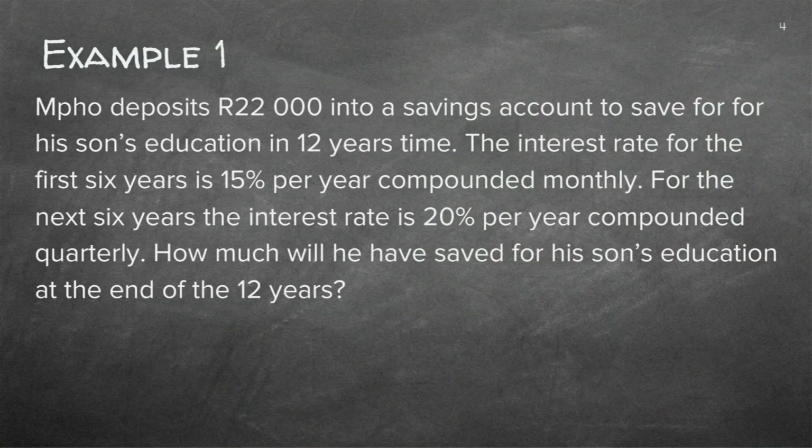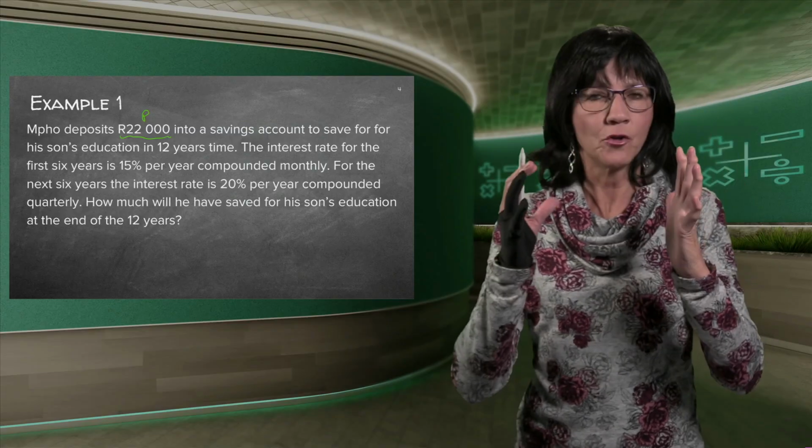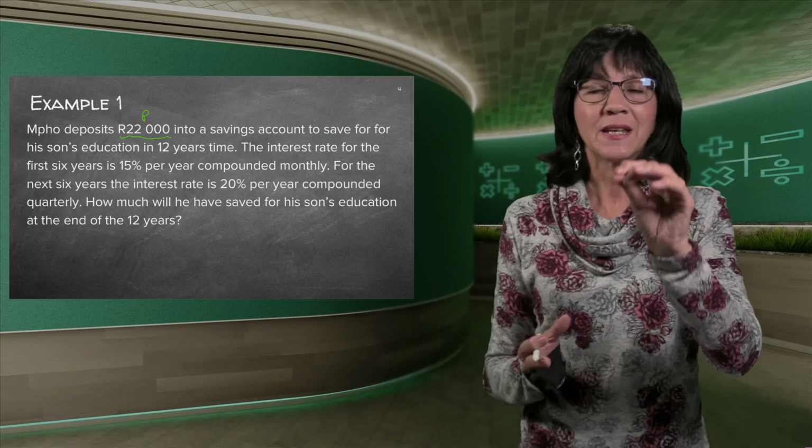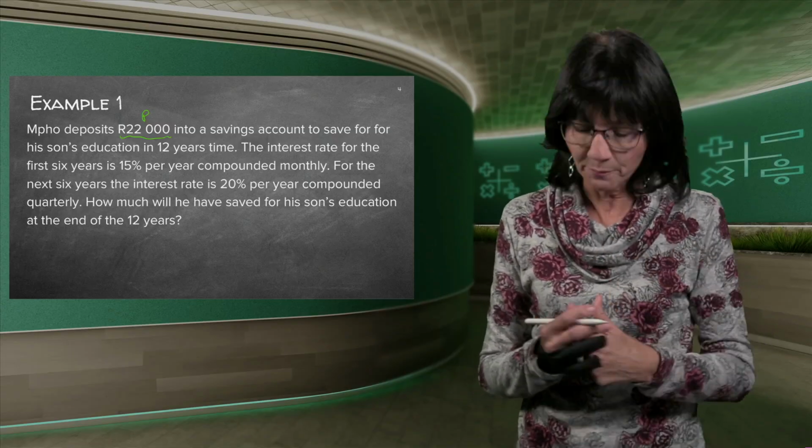Mpho deposits 22,000 Rand. So he starts off with that into a savings account. So I know it's an investment, so it's the plus formula. You see, while I read it in my mind, because later on we're going to do another 2 formulae in grade 12, in my mind I must immediately know what formula should be in my mind. It's the normal A = P(1 + i)^n formula, but it's the plus one because it's an investment. If it was a depreciation, it would have been the minus one.